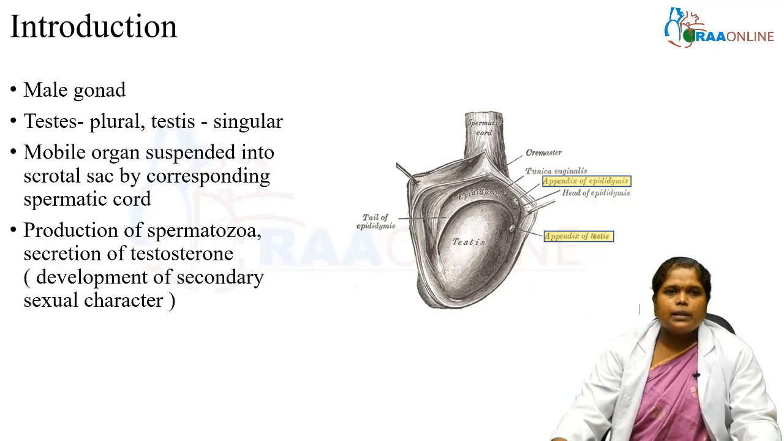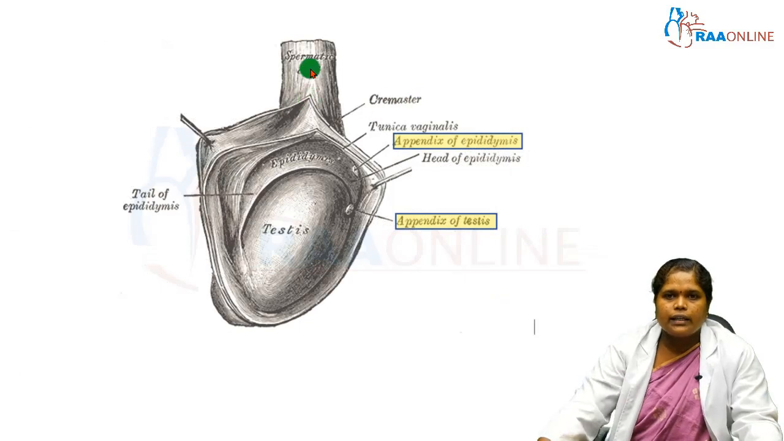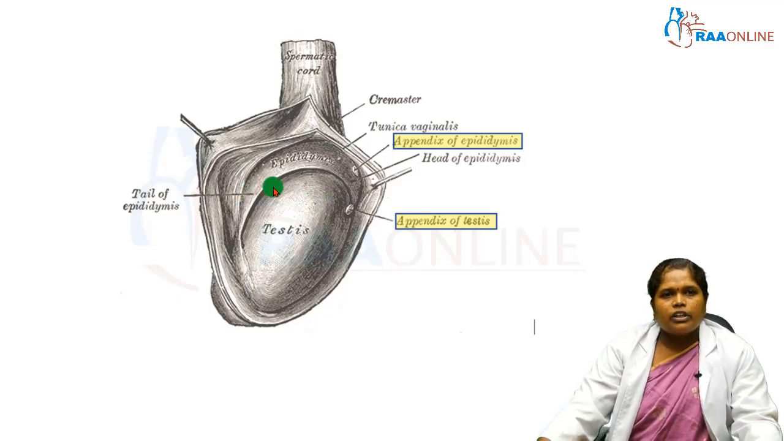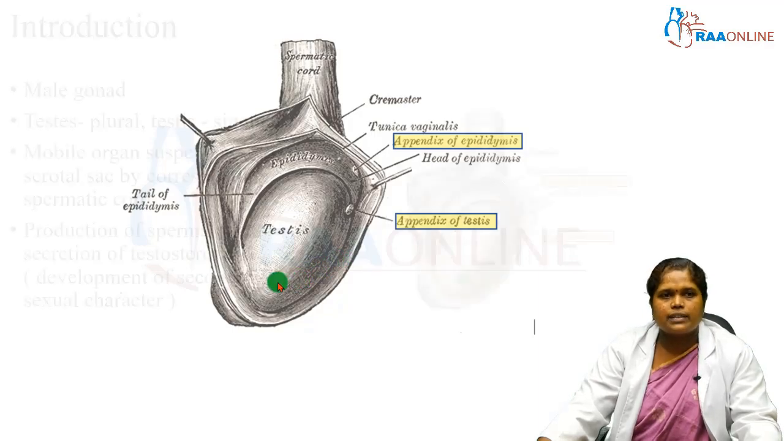This testis is a mobile organ and it is suspended in the scrotal sac by the corresponding spermatic cord. Here you can see the cut end of the spermatic cord. The spermatic cord suspends the testis within the scrotal sac. The function of the testis is the production of spermatozoa and the secretion of testosterone hormone, which is an endocrine function of the testis. This testosterone hormone helps in the development of secondary sexual characters. So that is about the introduction of testis.